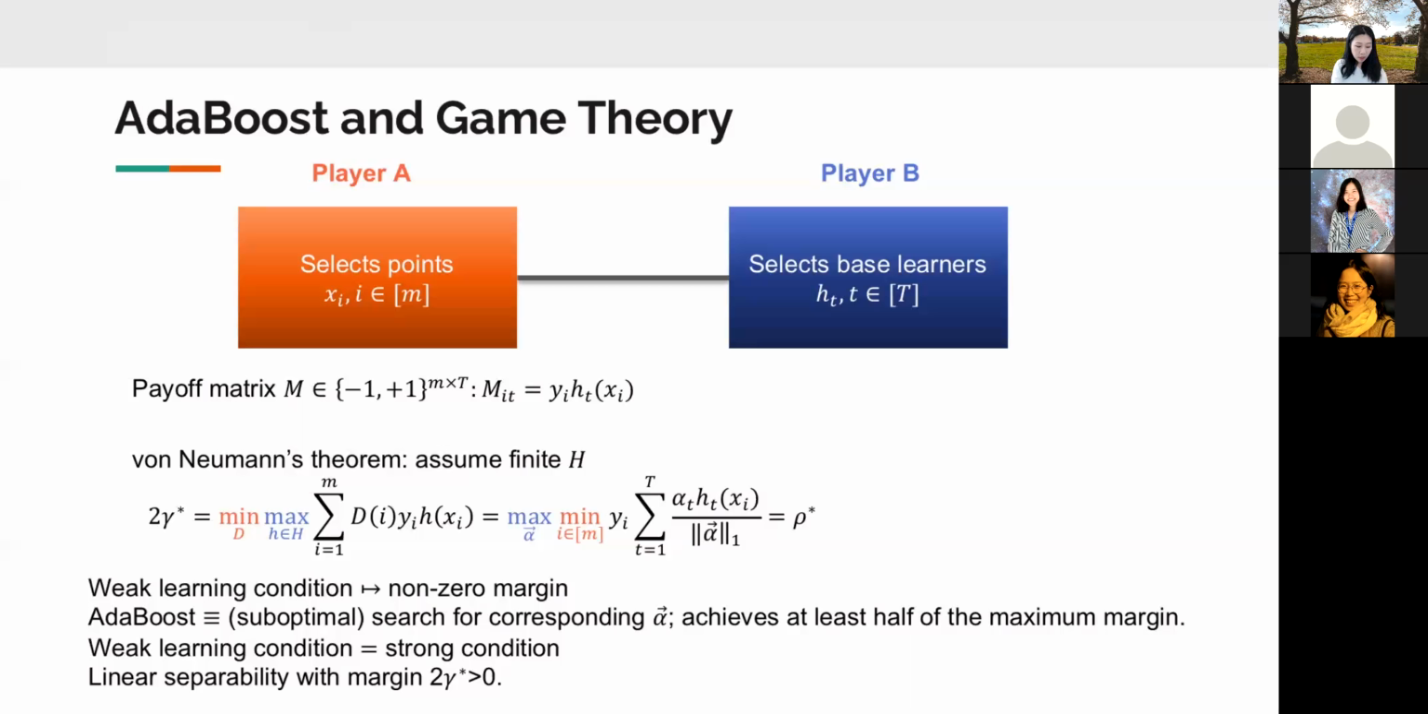So what is the payoff function, the payoff matrix? The payoff matrix, the ith row and the tth column, is just yi multiplied with ht of xi. What does this mean? This means that your row player is player A, and the column player is player B. Each element becomes the ground truth label for the choice of the point, together with the prediction of the base learner. If the base learner predicts the same as the ground truth, then the payoff is 1. Otherwise, it's -1.